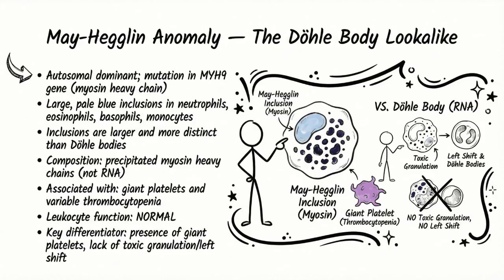The big giveaway for May-Hegglin, though, is the presence of giant platelets and often thrombocytopenia. So, if you see those large, blue inclusions in multiple white cell types, plus unusually large platelets, you're likely looking at May-Hegglin. Most patients are actually asymptomatic, but some might have mild bleeding. Now that we've covered these tricky anomalies, let's shift our focus to another important reactive change: lymphocytes.